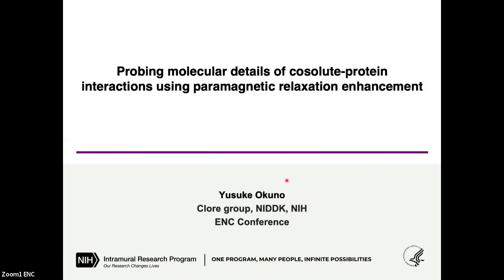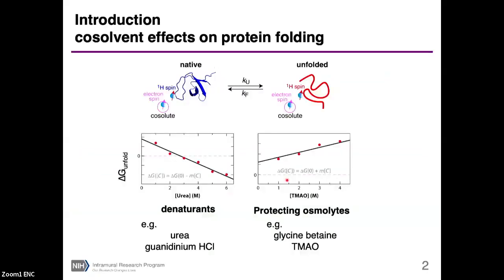Today, I'll be talking about some new applications of paramagnetic relaxation enhancement to study how small molecules interact with proteins, with particular focus on the protein folding aspect. So I'd like to first start with an introduction of the topic I'll be discussing today, which is called the Kosovan effect on protein folding.